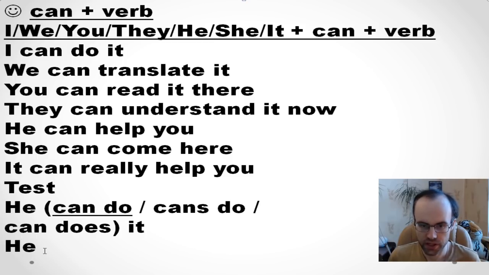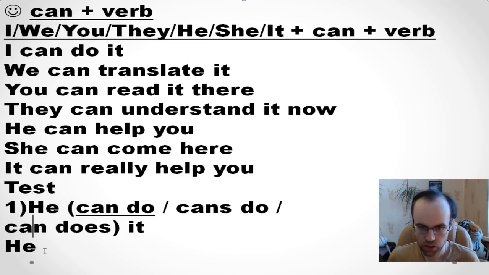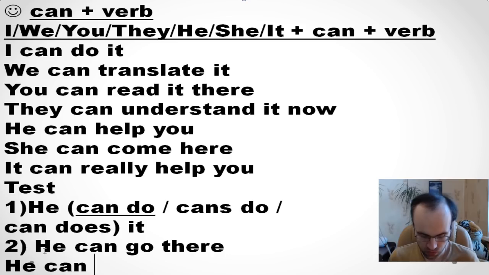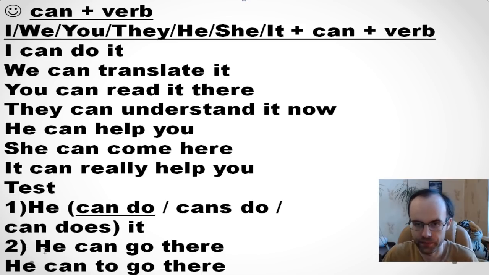Okay. Test. So 1 and 2. He can go there, or he can to go there. What will you choose? Think about it. You see, can plus verb without to. Only it. He can go there.